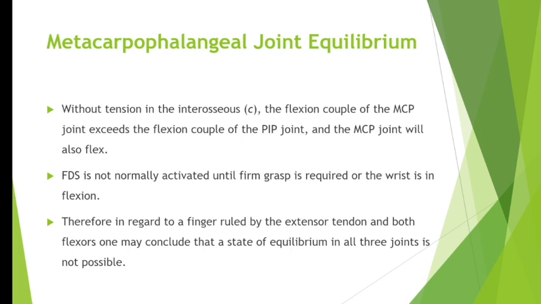And interestingly, they have found that FDS is not normally activated until you grasp the object very firmly. If you just try to hold an object, a cup or a bottle, only your FDP acts. But if you try to hold the same bottle tightly, then the FDS comes into the picture. Another way the FDS gets into the picture is when you flex the wrist; the FDS acts much better. So therefore, in regard to the finger ruled by the extensor tendon and both flexors, we can state that the equilibrium of all three joints is not possible unless the intrinsics come into the picture.